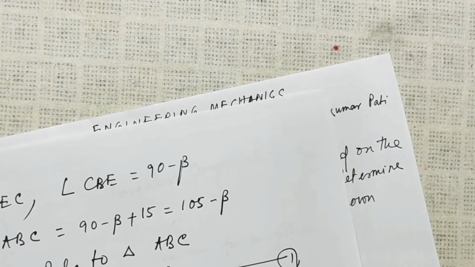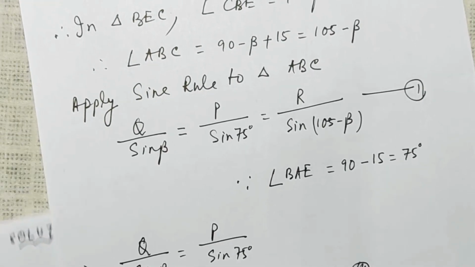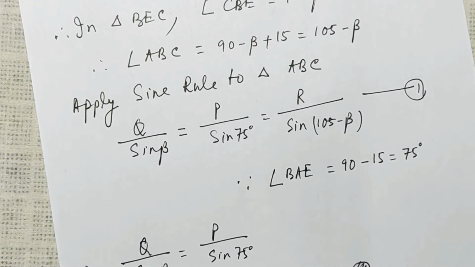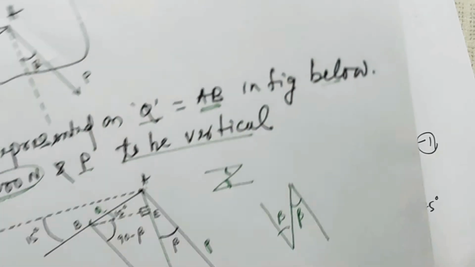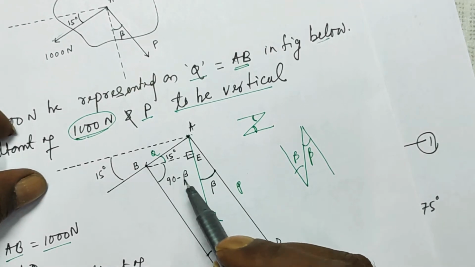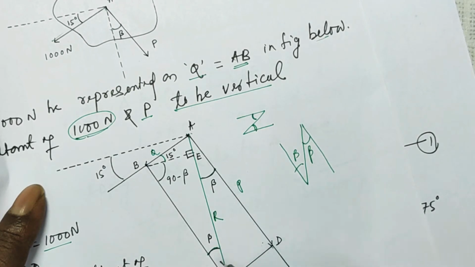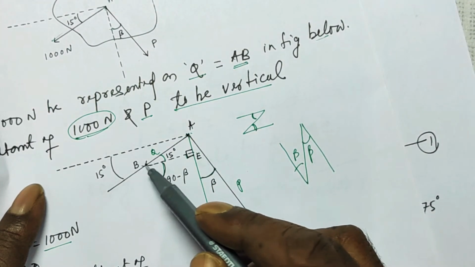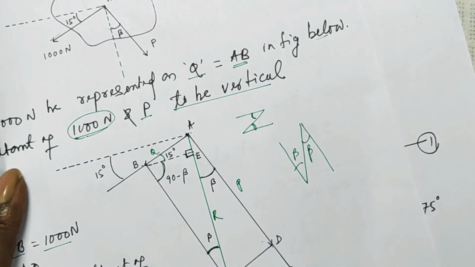Now this is interesting. Look at the triangle BEC. This I just proved as beta. This is 90 degrees here. So this angle will be 90 minus beta in the triangle BEC, because the sum of the three angles has to be 180 degrees.